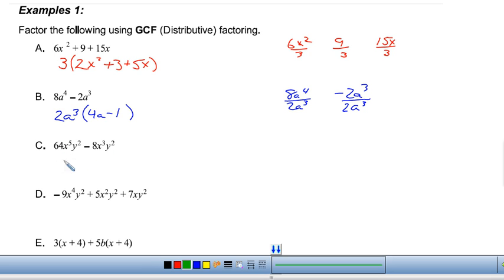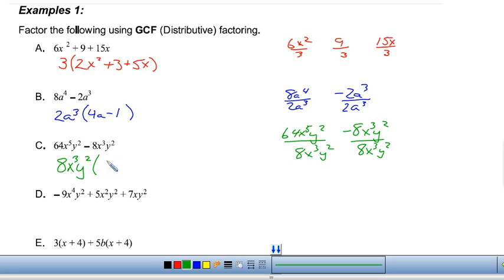What can I divide out of both of these? 8. What can I divide out of both of them as far as x's? X to the third. That will get rid of this one and leave you with 2 here. Y to the second will divide out both. You can come to the side, and you can divide by 8x to the third, y to the second, to find out what goes in the parentheses.